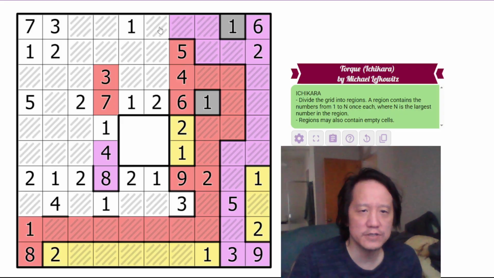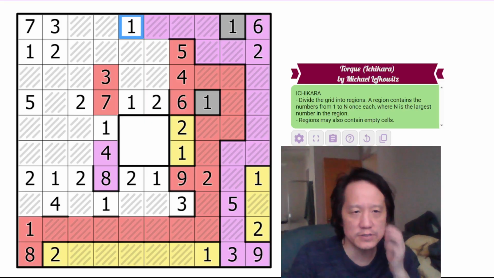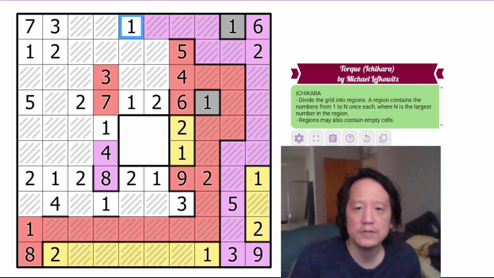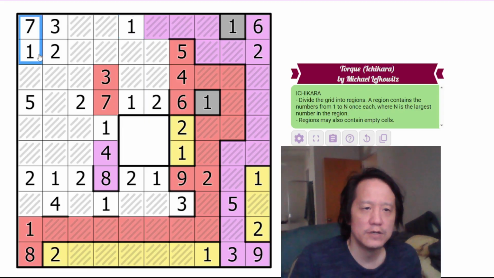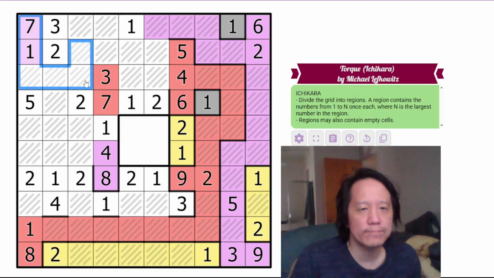The pink has to continue on. Cannot connect to the 1 because that would be its own region. Or, sorry, that cannot connect to the 1 because it needs to access the 1 through the 7. So these must go this way, which means it must go this way. It can't access 2 or 5 anymore, so it must go through here. It has to connect that way.